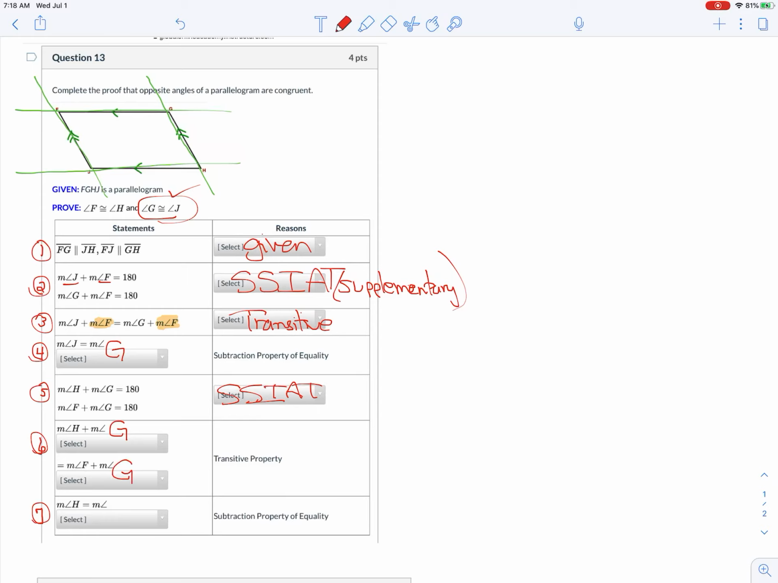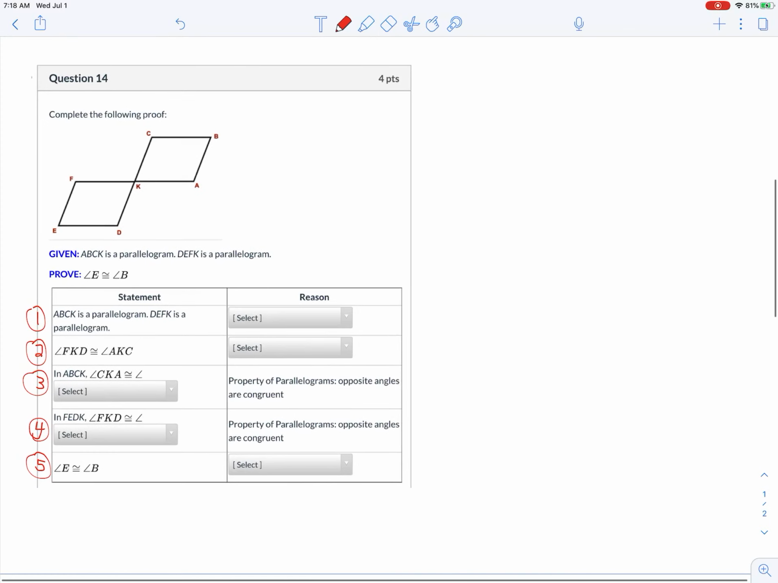Oh, they're making us fill this in by the transitive property, and we've got G's that are in common. We can make H congruent to F by subtraction. Voila, done. Whoa, we're on a roll. Let's go to 14.